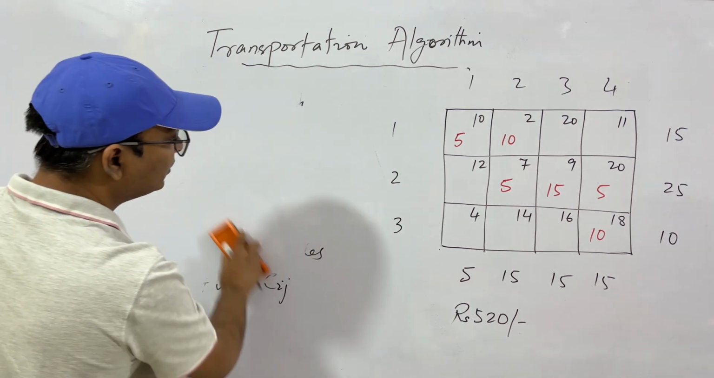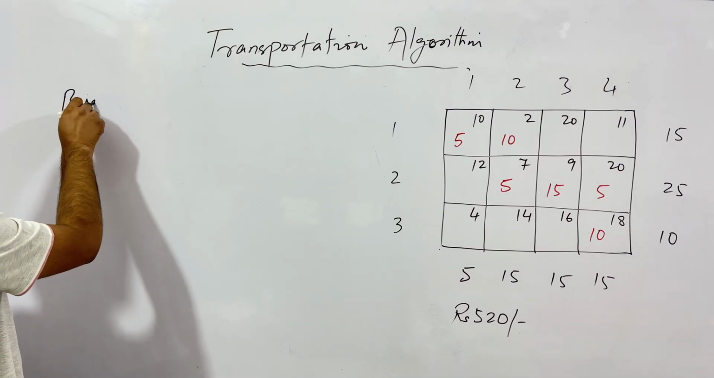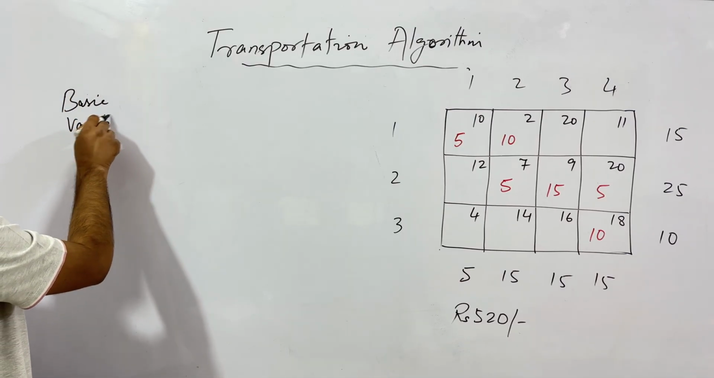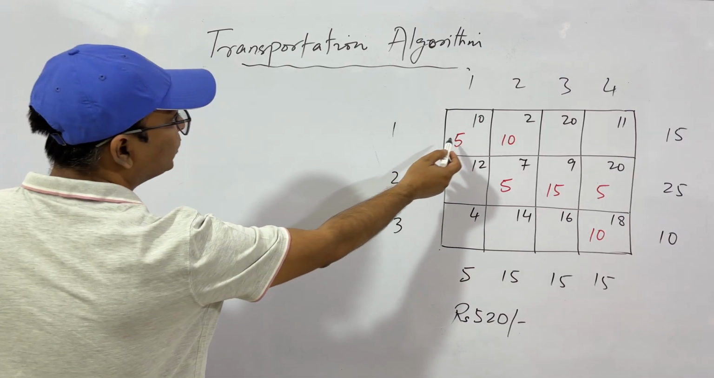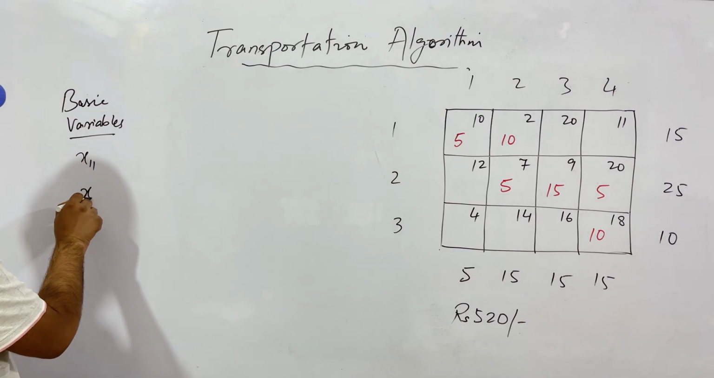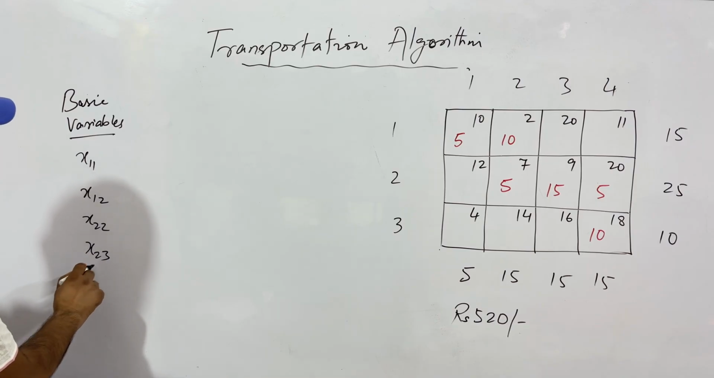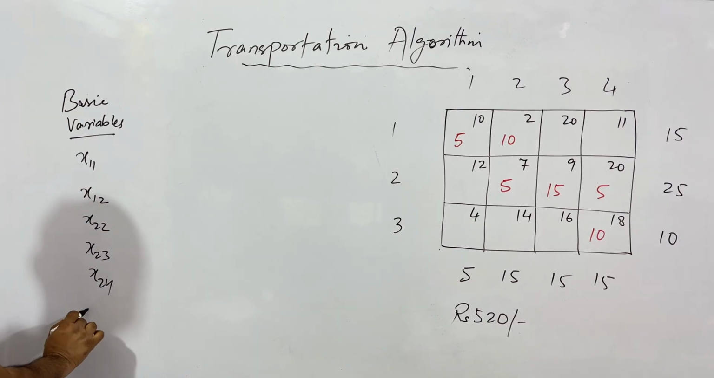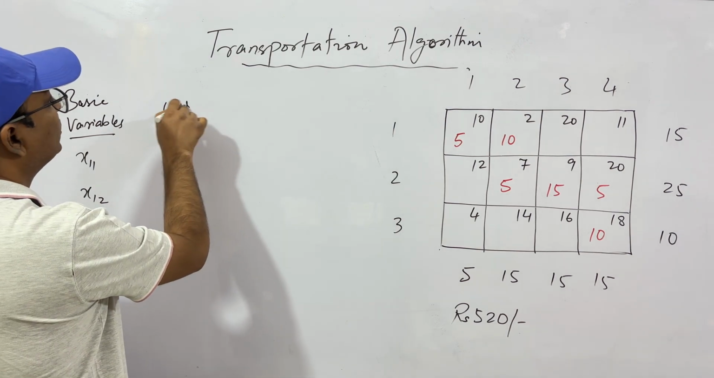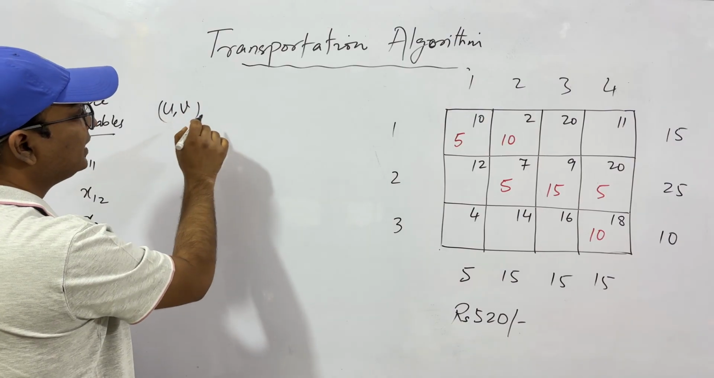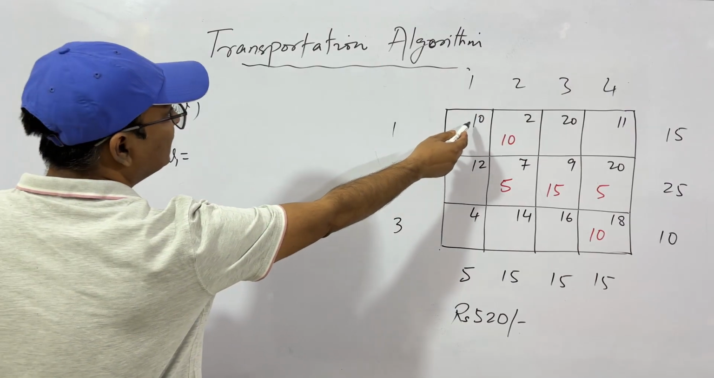So let's first of all take these values. You can do it on the table only, but it's easier to understand if you do it differently. See, like this, basic variables. We have 6 basic variables for this particular question. What are these? This is x11, x12, then x22, x23, x24, and x34. So these are our 6 basic variables. I told you the uv equation, what it is? It is ui plus vj is equal to cij.